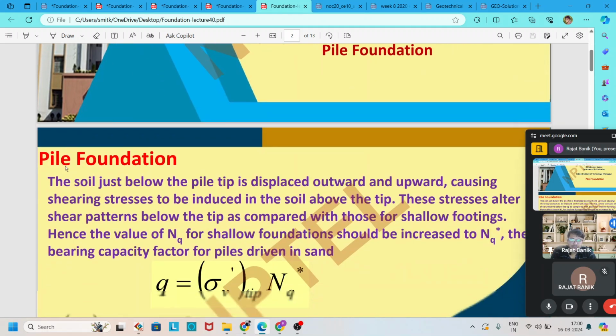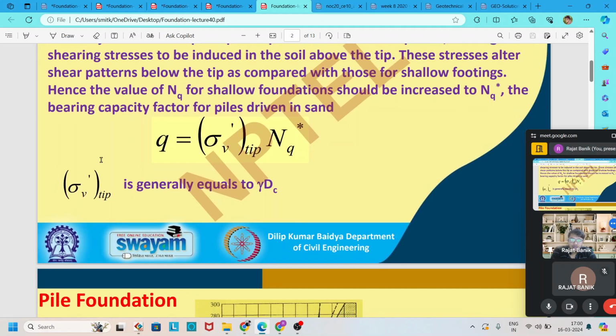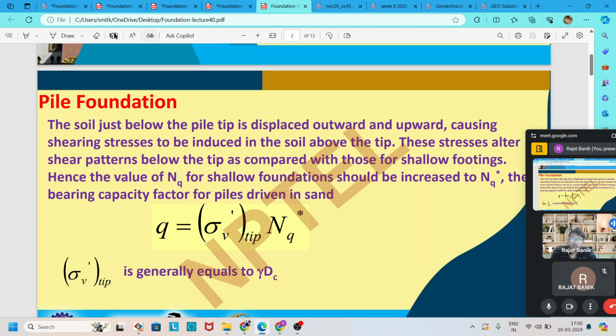So in this 40th lecture, same thing as written here, but here it is said that soil just below the pile tip is displaced outward and upward, causing shear stress to be induced in the soil above the tip. These stresses alter shear patterns below the tip as compared with those for shallow footing. Hence, the value of Nq of shallow foundation should be increased to Nq star. And the bearing capacity factor for the pile is q equal to sigma v dash at tip into Nq star.